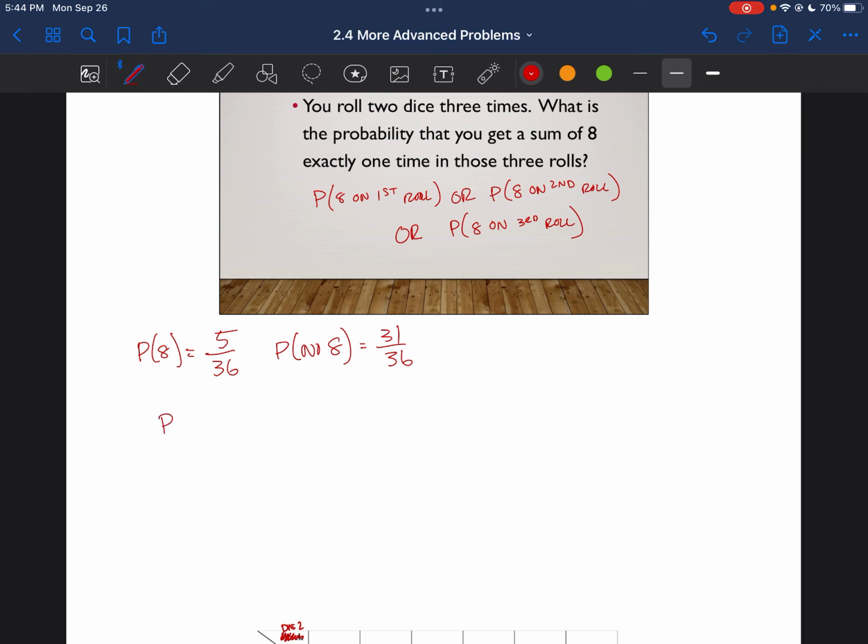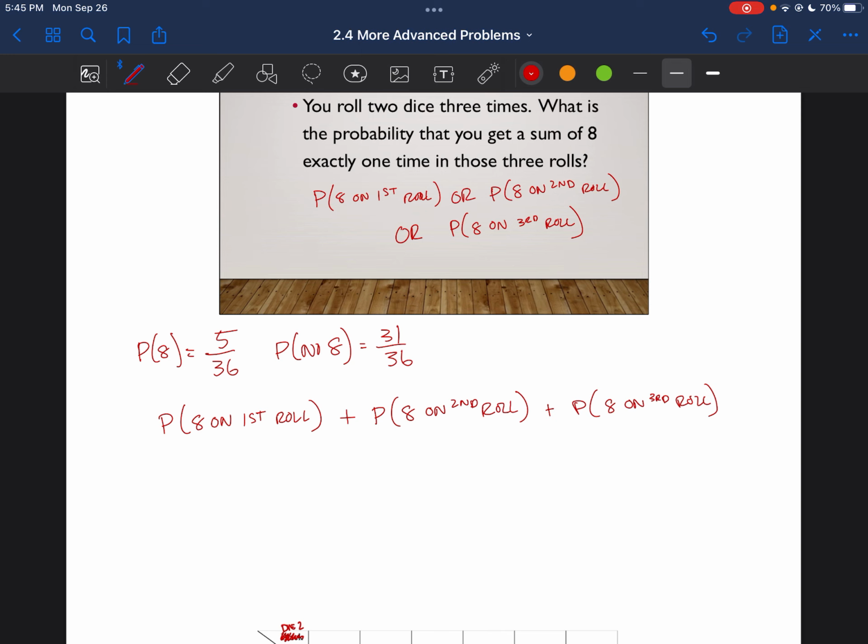We want the probability that I get an 8 on the first roll, and only the first roll, or, so I'm going to add these together, the probability that I get an 8 on the second roll, and only the second roll, plus the probability that I get an 8 on the 3rd roll. So this is an OR problem, so I'm adding, but these are mutually exclusive events. I can't get an 8 and not get an 8. I can't get an 8 on the first roll and get an 8 on the second roll only at the same time. So there's not going to be anything that's in common here.